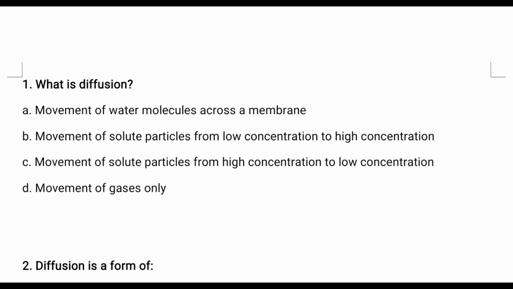What is diffusion? The options are: movement of water molecules across a membrane, movement of solute particles from the low concentration to the higher concentration, movement of solute particles from the high concentration to the low concentration, movement of gases only. So the answer is movement of solute particles from the high concentration to the low concentration.